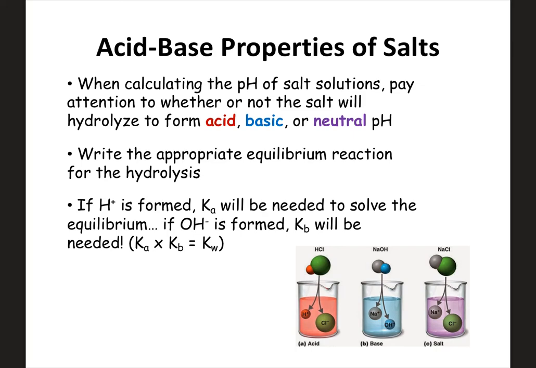So you will have to write the appropriate equilibrium reaction here for the hydrolysis and realize that if H+ is formed, you will need a Ka. And if you are forming OH- in your hydrolysis reaction, you will need a Kb. Very oftentimes in these salt problems, you will need to use that Ka times Kb equals Kw equation in order to get the equilibrium constant that you need. So these are pretty much going to be equilibrium problems that you're used to. You just have to pay attention to whether or not that salt is going to be acidic, basic, or neutral here.